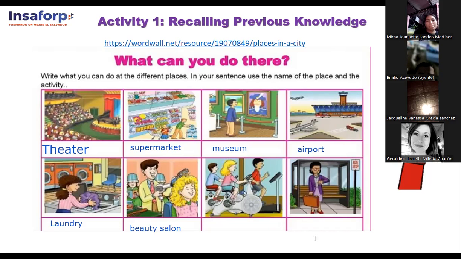Okay, what about the next place? Gym. The gym. What can you do at the gym? You can work out. Exercise. Yes, you can get in shape. Okay, and the woman, where is the woman?